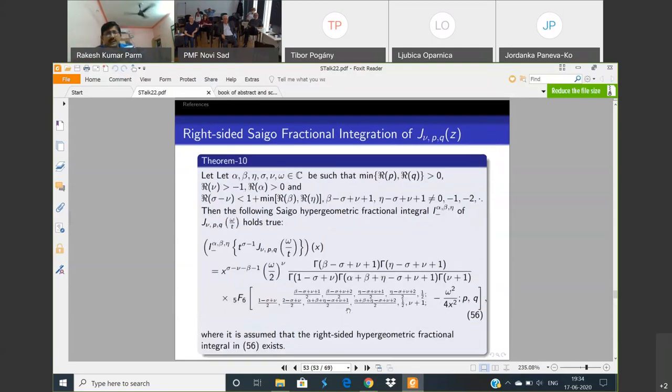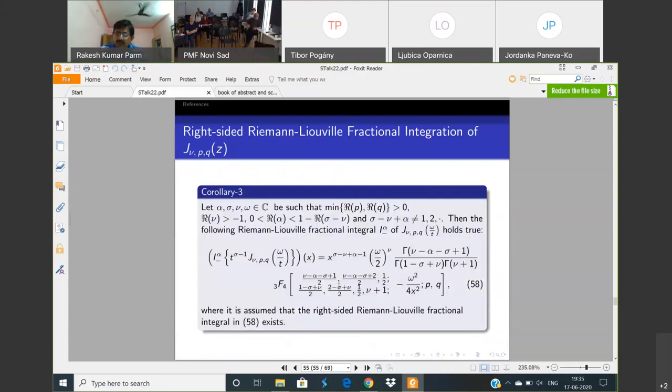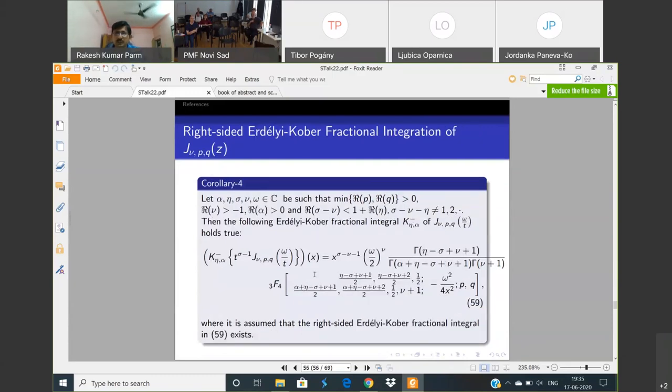Again, if we use the right-sided Saigo fractional integration, we get similar results for the right-sided fractional integration, presented here by 56. The proof is similar to the left-sided Saigo hypergeometric function. Again, if we put beta equal to minus alpha, the results reduce to the Riemann-Liouville fractional integration, presented here by 58. And if we put beta equal to 0, these results reduce to the Erdélyi-Kober fractional integration, presented here by equation number 59.